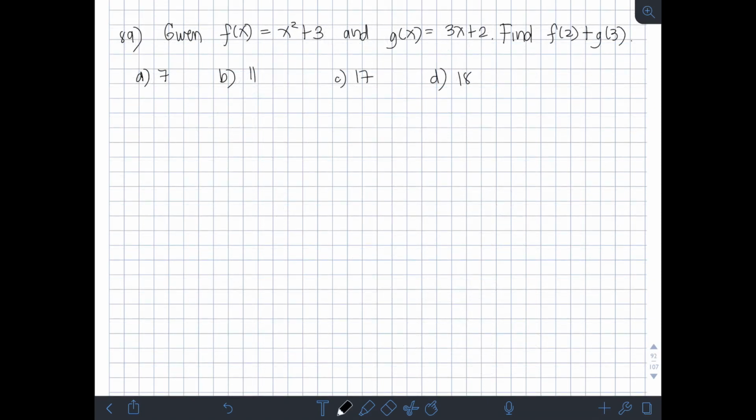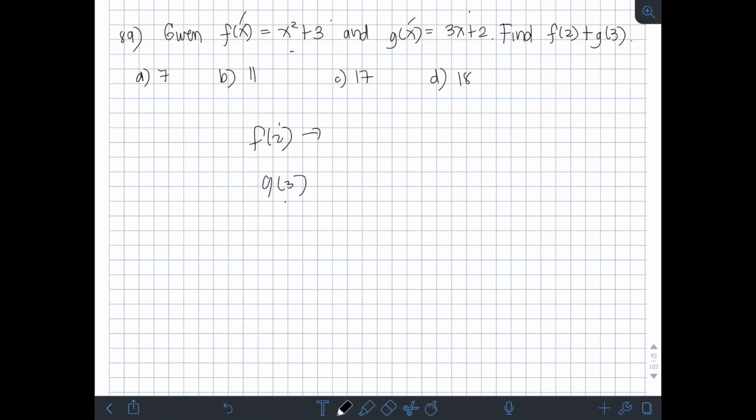Okay? Next, we have, given f of x is equal to x squared plus 3 and g of x is equal to 3x plus 2, find f of 2 plus g of 3. Okay, so, evaluation ng function. So, ibig sabihin nitong f of 2 tsaka g of 3. So, dito sa f of 2, papalitan natin yung lahat ng x dito sa x squared plus 3 ng 2. And then dito sa g of 3, papalitan natin lahat ng x ng 3 dito sa 3x plus 2.